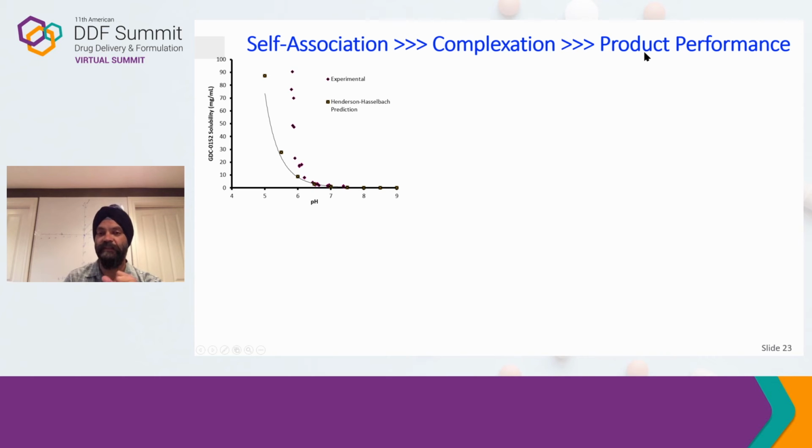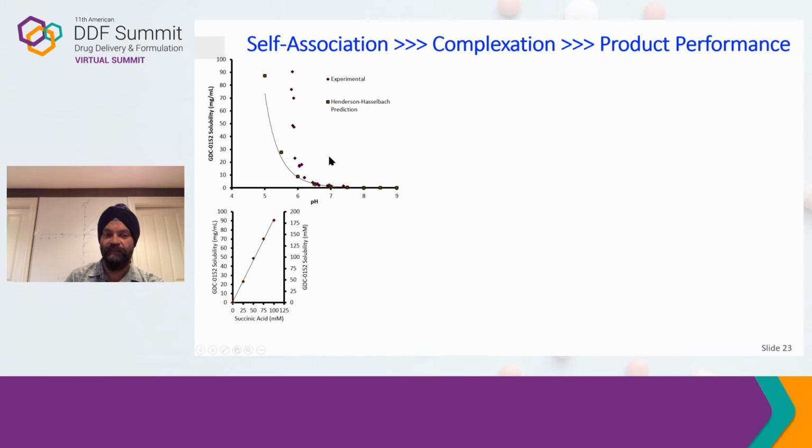Product performance in this case will be the in vivo performance. So this compound, GDC-0152, solubility shown on the y-axis, pH on the x-axis, you see that behavior that we talked about, positive deviation from the Henderson-Hasselbalch equation. We know there is self-association of this compound. But what happens when we also include an excipient?